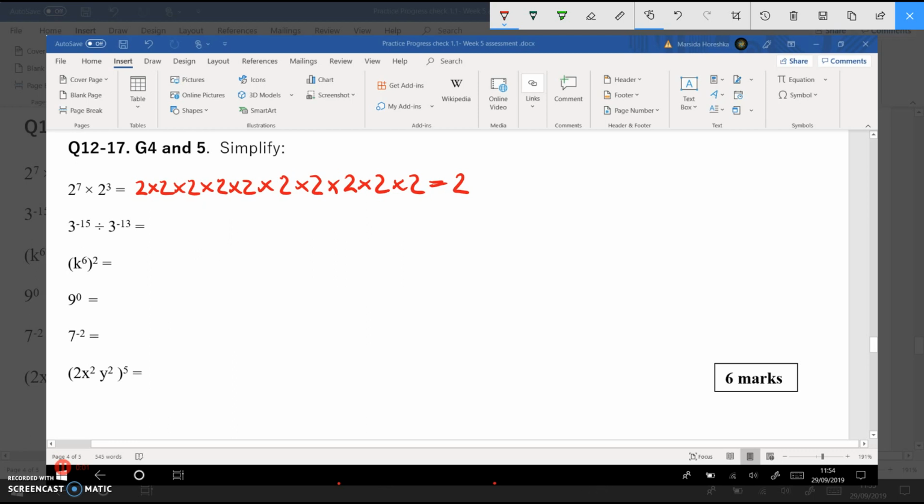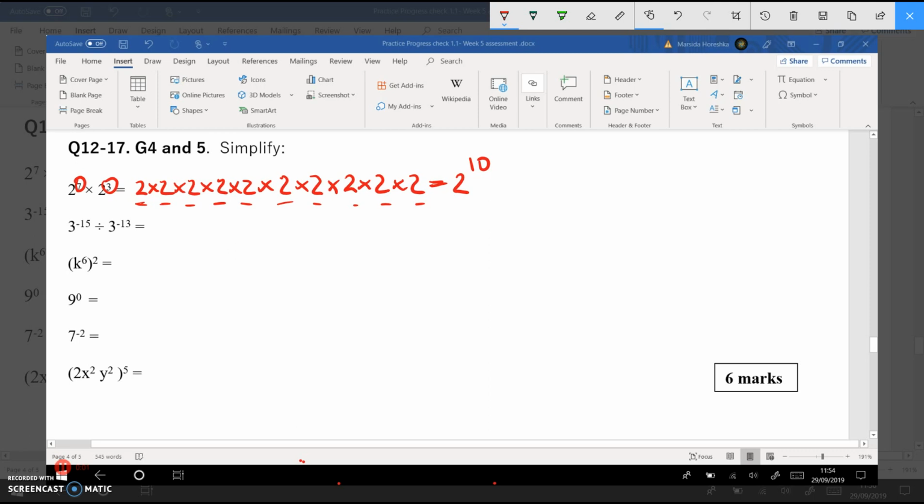So the answer will be, since we're simplifying, we don't need to work out what the answer is, but just simplify. So 2 to the power of something. And we have 1, 2, 3, 4, 5, 6, 7, 8, 9, 10 of them. So 2 to the power of 10. That is the answer. But what's happened to the powers? When you multiply the indices, we added the powers because 7 and 3 gives us 10.